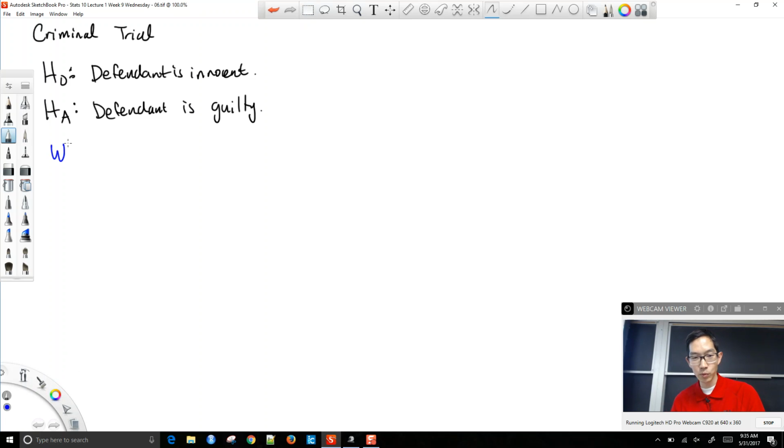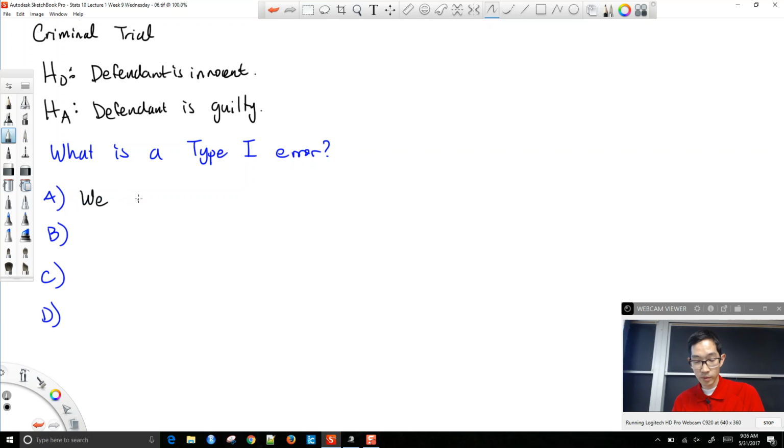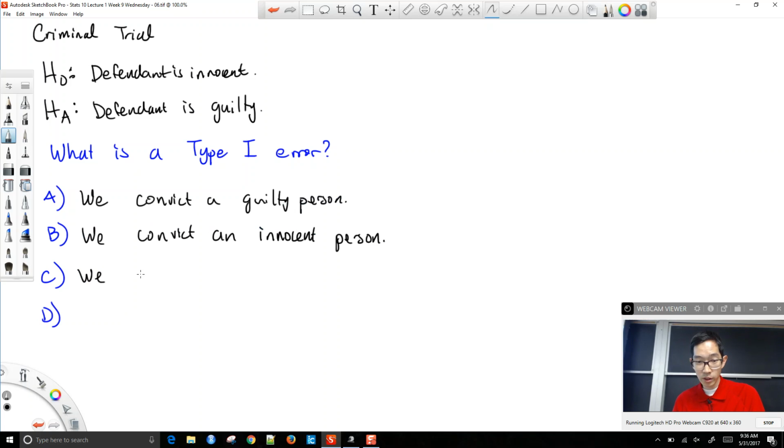In this context, what is a type 1 error? A, B, C, and D. Okay, let's see. Type 1 error: we convict a guilty person. We convict an innocent person. We acquit a guilty person. Or we acquit, I hope I'm spelling acquit correctly, an innocent person.